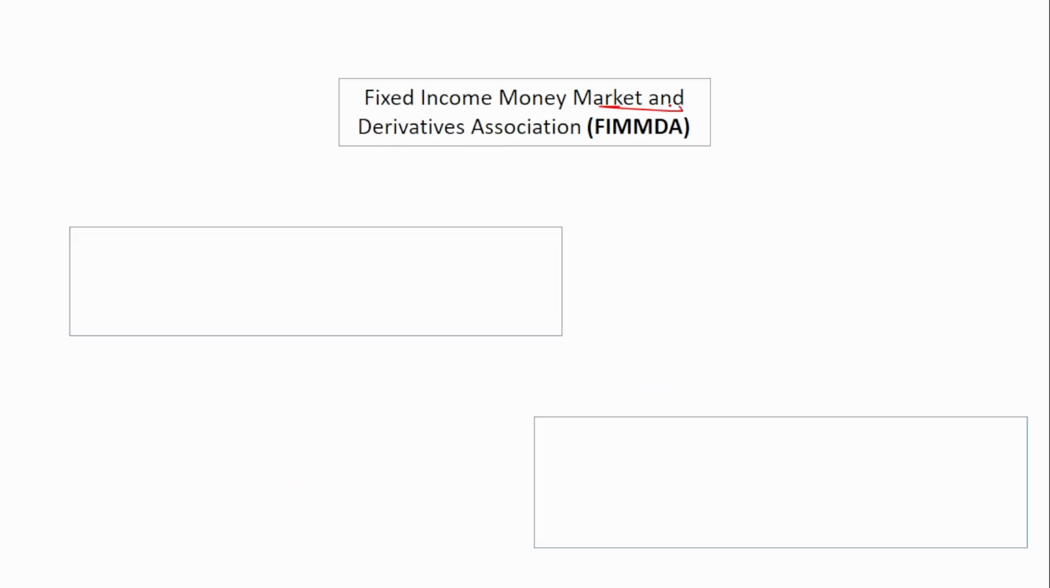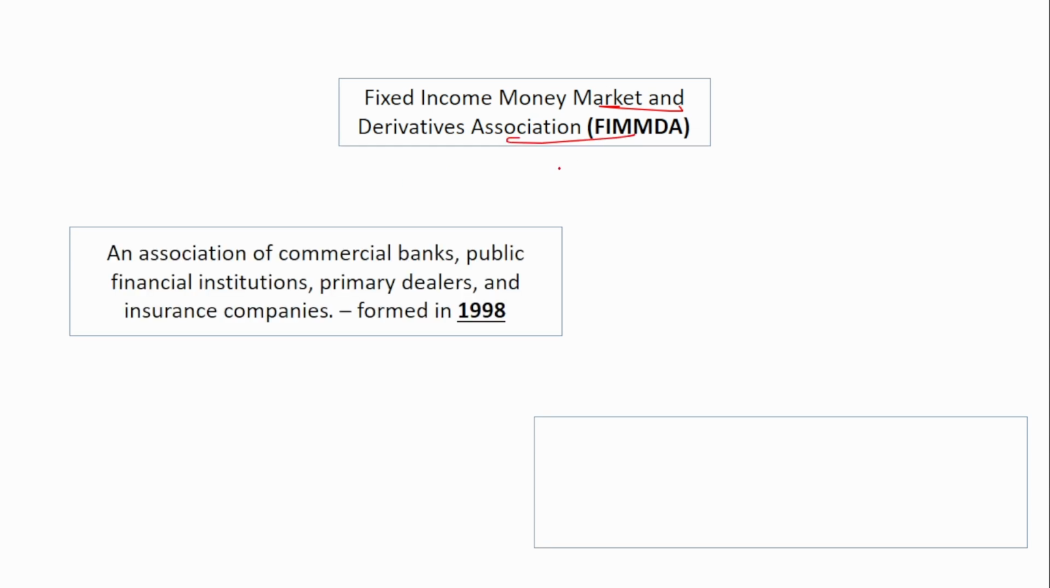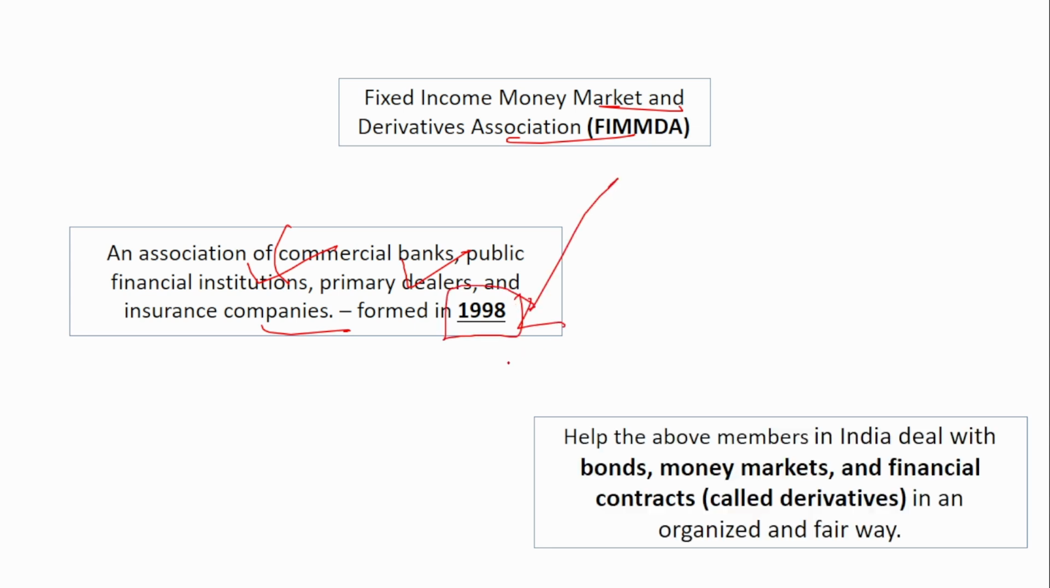Fixed Income Money Market and Derivative Association, FIMMDA, is an association of commercial banks, public financial institutions, primary dealers and insurance companies. It was formed in 1998. Remember when it was formed? In 1998. So what will they do? It will help the members in India deal with bonds, money markets and various contracts like derivatives in an organized and fair way. So this will create an environment where all this can be dealt with in a fair and organized way. That is the main purpose of FIMMDA.